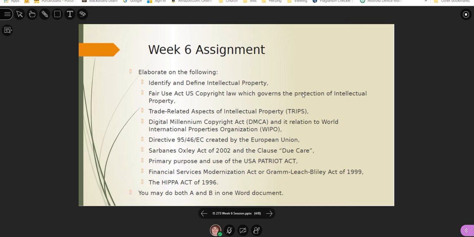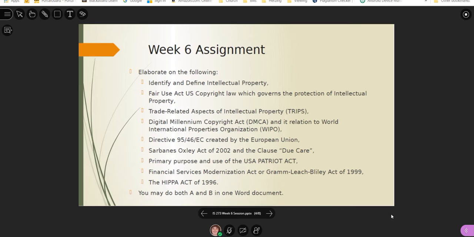Elaborate on the following. Identify and define intellectual property. Fair Use Act, U.S. copyright law, which governs the protection of intellectual property. Trade-related aspects of intellectual property. Digital Millennium Copyright Act and its relation to the World Intellectual Property Organization. Directive 95/46/EC created by the European Union.